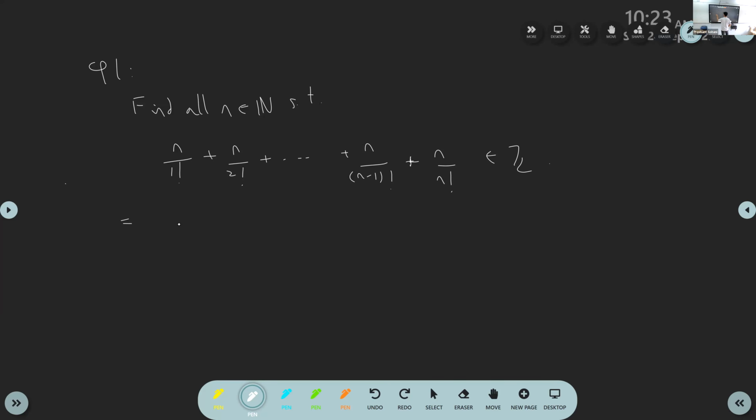So how much the LCM will be 1 upon n factorial. And what will the bracket inside look like?